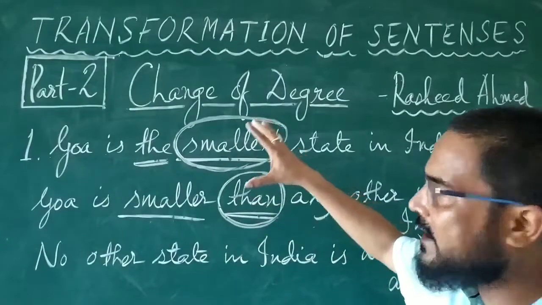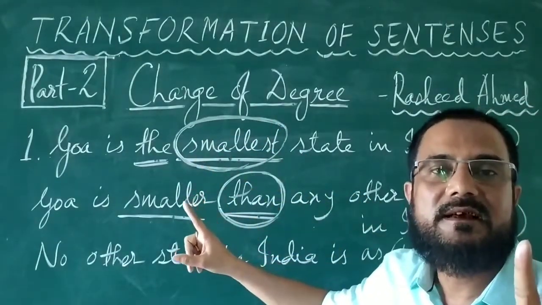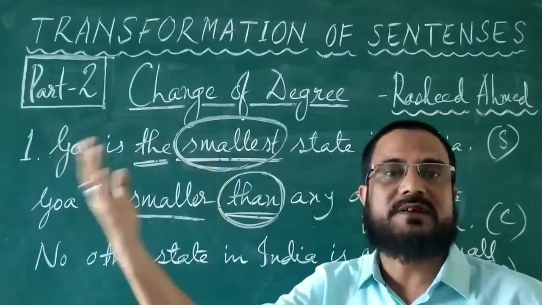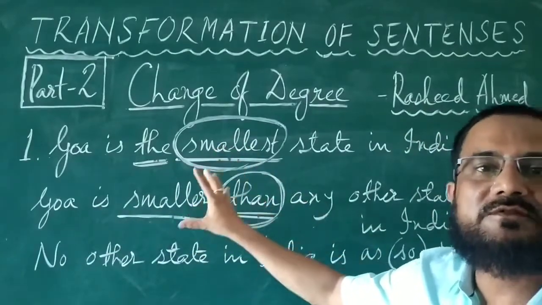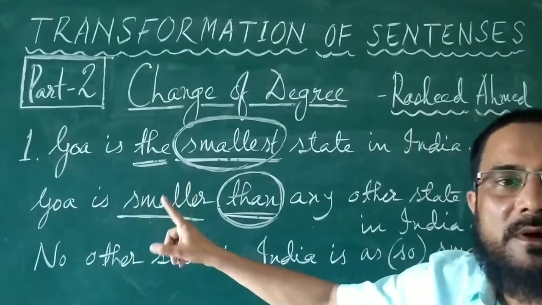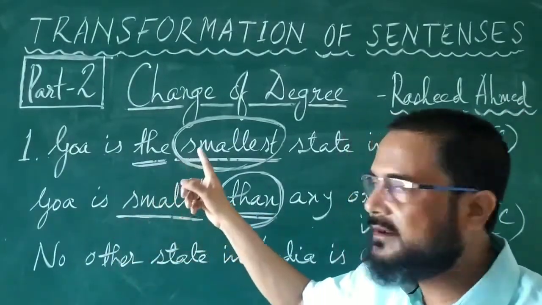So this is one way of changing degree. And there are two other ways of changing degrees for two other types of sentences. This is one type of sentence, and for this is the way of changing degree. And on the same type, we are going to do another sentence. And that one will be question number 2.